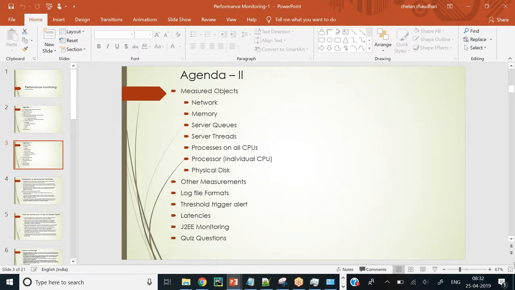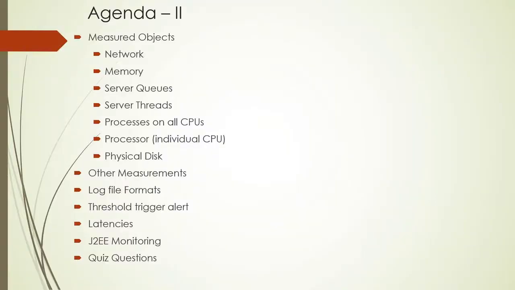What we are going to see tomorrow. Tomorrow's agenda is to see measured objects across network, memory, server queues, threads, and processes on all CPUs. Then there are some other measurements. What are the different types of log file formats? How thresholds are defined to trigger an alert. Then understanding the latencies: server, network, client latency. Then J2EE monitoring, and I will give some 2-3 questions at the end of the slides for you to work on and recollect the things that we have discussed in these 2 sessions.